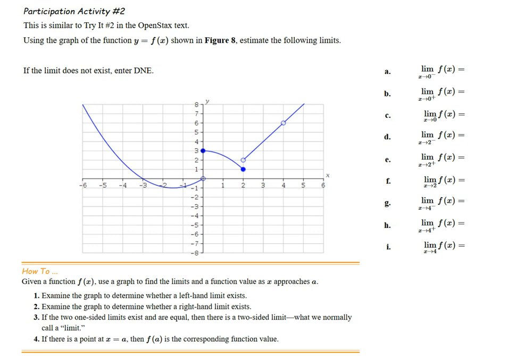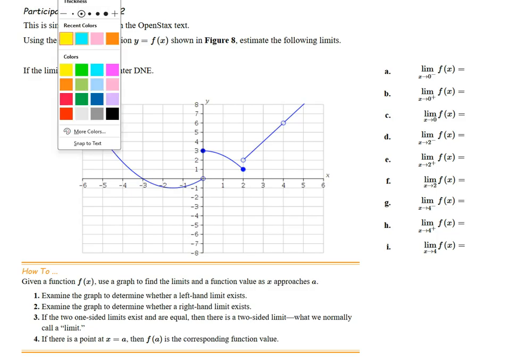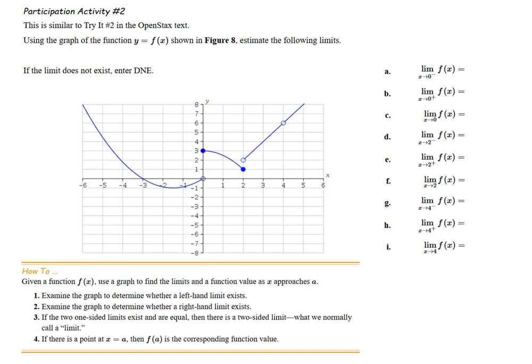Okay, use the graph of the function y equals f of x shown in figure 8 and estimate the following limits. This is what they call a piecewise function because it looks like I have a piece, this piece right here, from here to here, but if I kept going, that looks like it could be a parabola right there. But I don't have the whole parabola, I only have a piece of it.